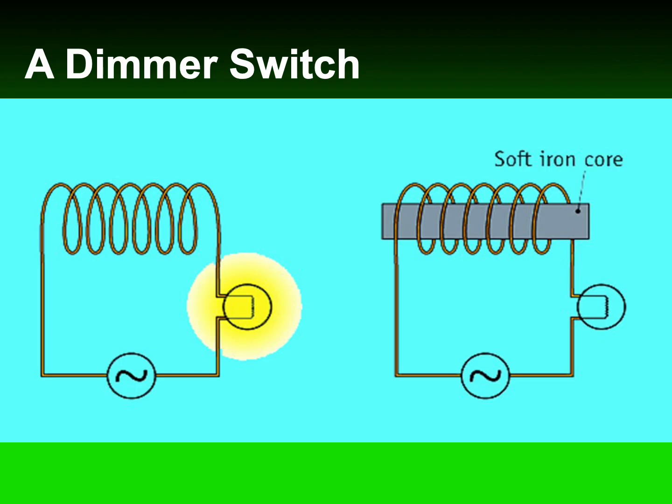And there are just the diagrams again showing the concept of the dimmer switch. So in that right hand circuit, if we moved that soft iron core back out of that coil again, the bulb would start to light up again because that back EMF would be reduced as the soft iron core would be moved out.